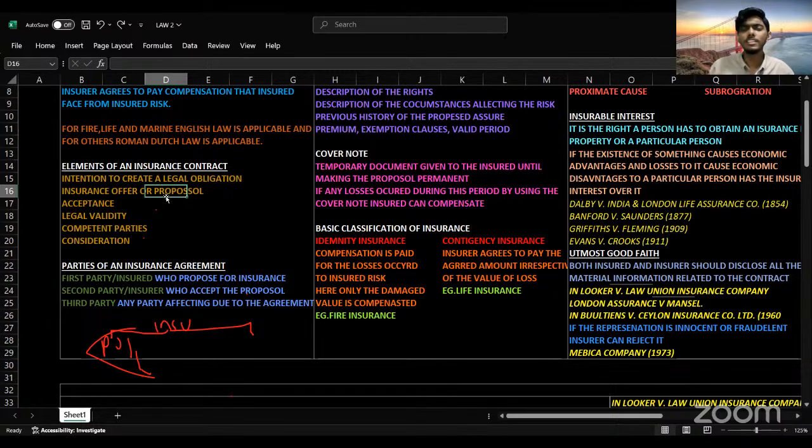Hull also has subtypes. We have a comprehensive policy, total risk policy, total loss policy. Then what are the sub types of cargo? When it comes to cargo, we have a floating policy, value policy, all those things.